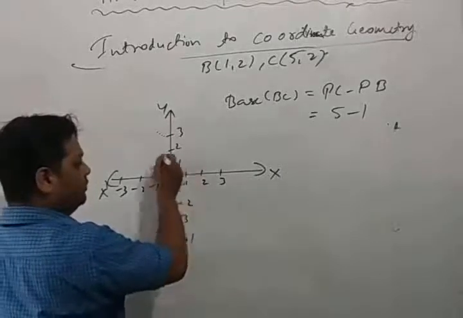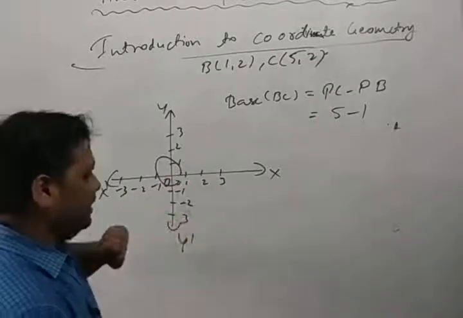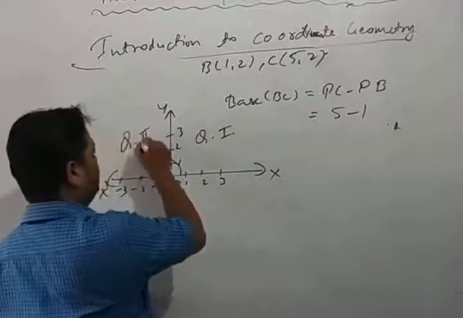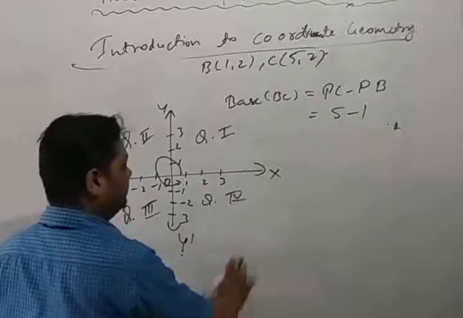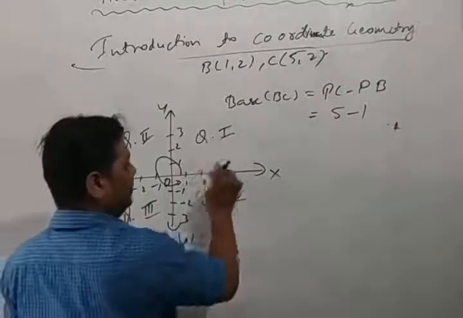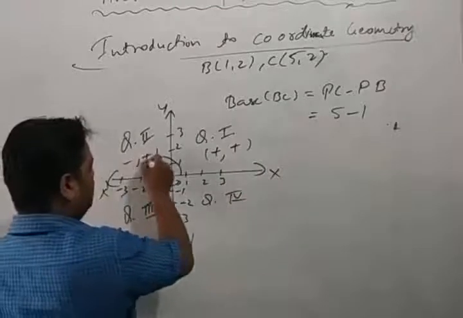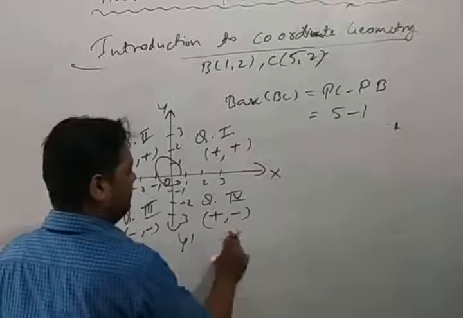And we will move in the anti-clockwise direction, and we will start from here. It will be the first quadrant, the second quadrant, the third quadrant, and the fourth quadrant. Then the first quadrant is plus plus, this one is minus plus, this one is minus minus, and this one is plus and minus.